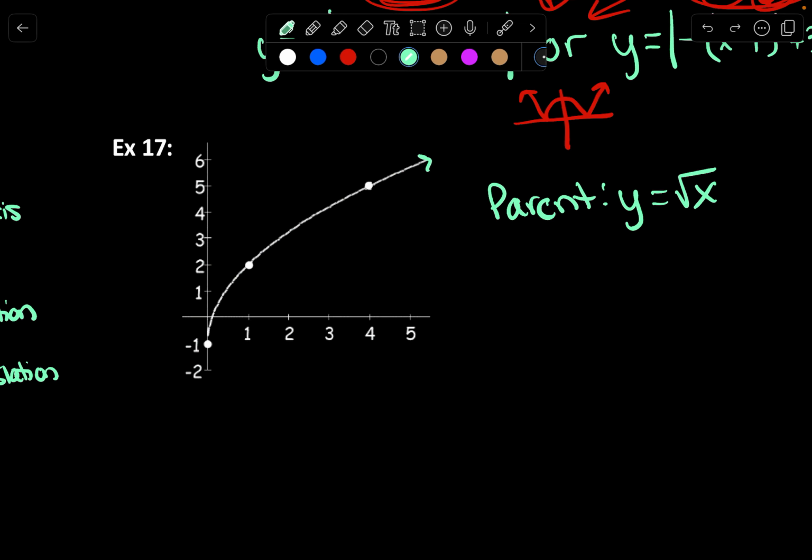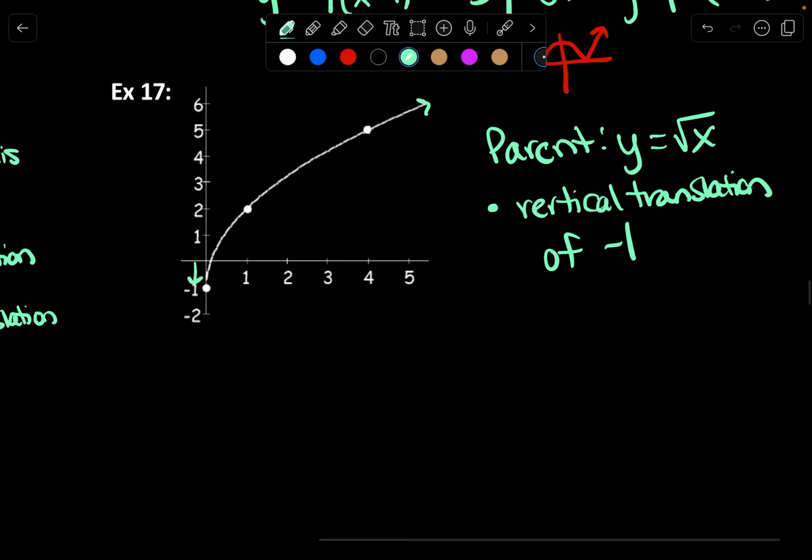Okay, so a couple of things. Your parent function does start at the origin, okay? So it's on the y-axis, which is good. We don't have any horizontal translations, but we did move it down 1. So we have a vertical translation of -1. All right, so we have no reflections. We checked our translations. Now I want to check for dilations.